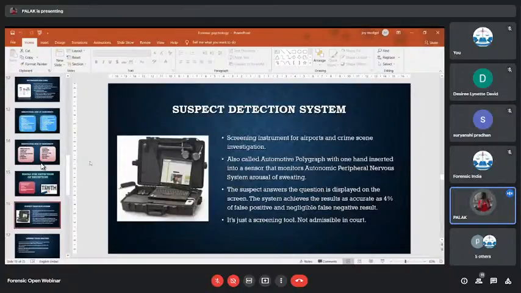So let me start with the first one, the suspect detection system. It is a screening instrument for airports and crime scene investigation. It is also called an automatic polygraph, with one hand inserted into a sensor that monitors autonomic peripheral nervous system arousal of sweating. The suspect answers the questions displayed on the screen. The system achieves results as accurate as 4% false positive and negligible false negative. It is just a screening tool which is not admissible in court.